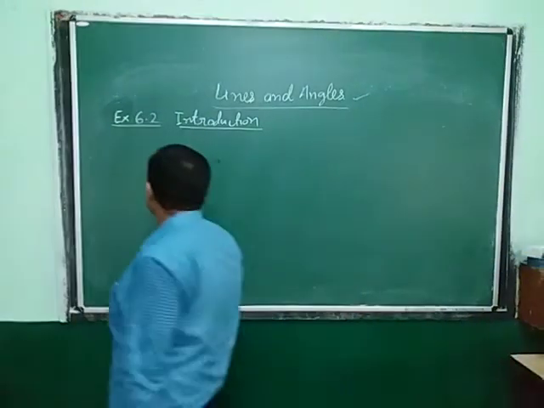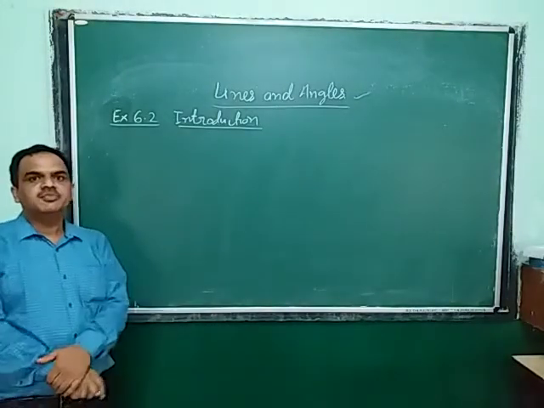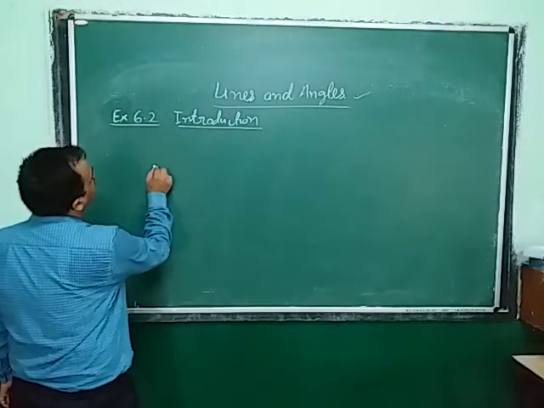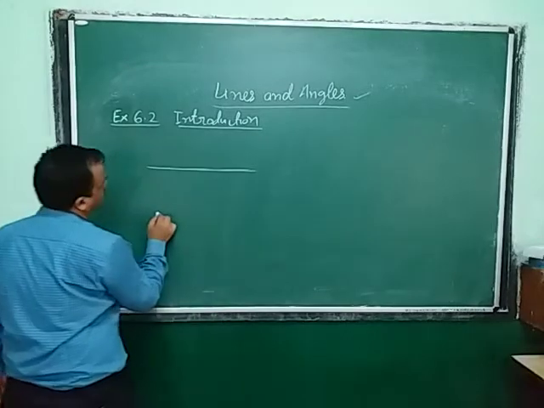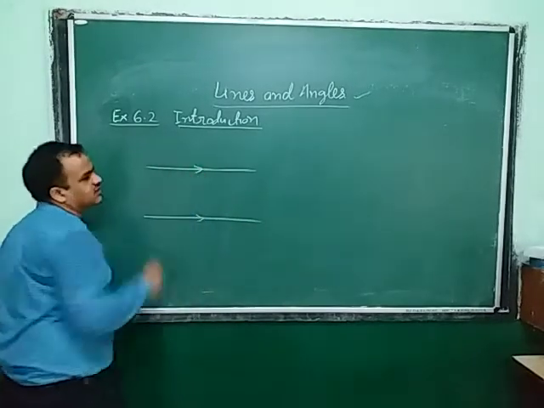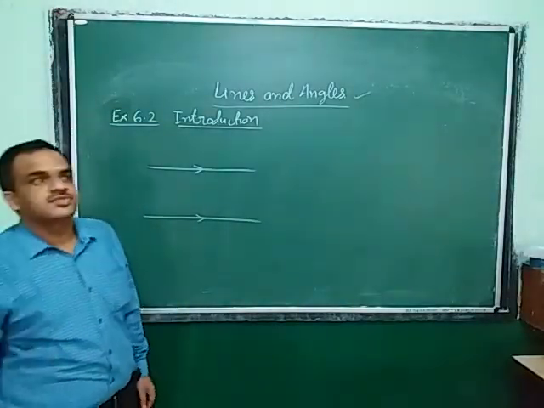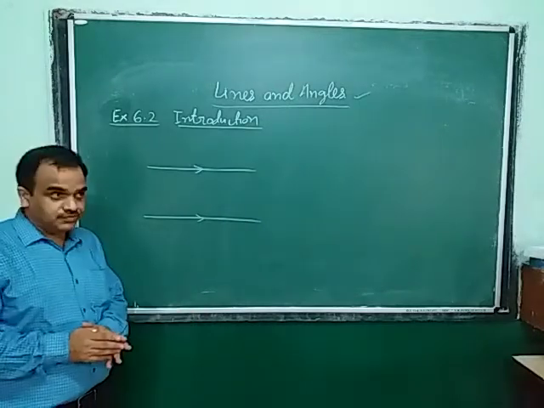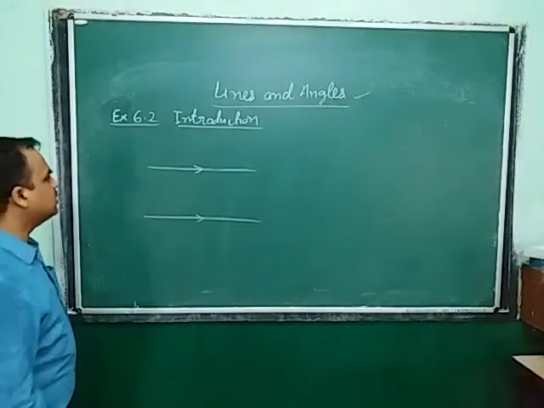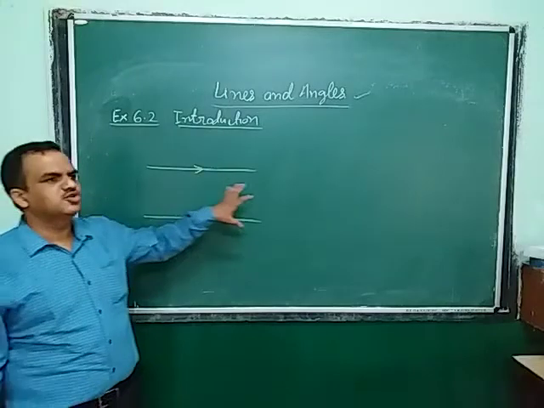In this exercise, you have to understand what are parallel lines and transversal. In the first introduction, we have gone through the concept that in a plane, the possibilities of two lines are either they are intersecting or they are parallel. So we are talking about parallel lines. Parallel lines means they are never going to meet.